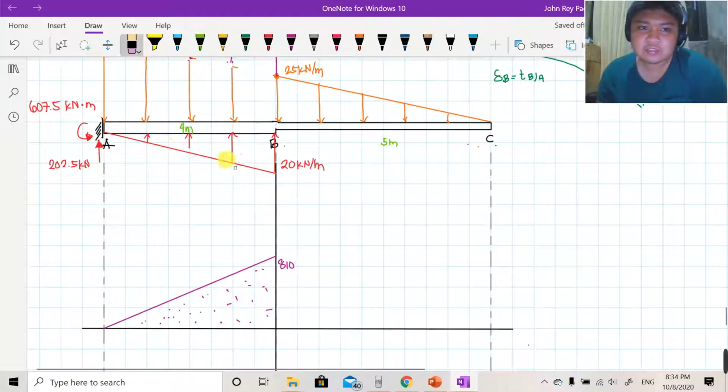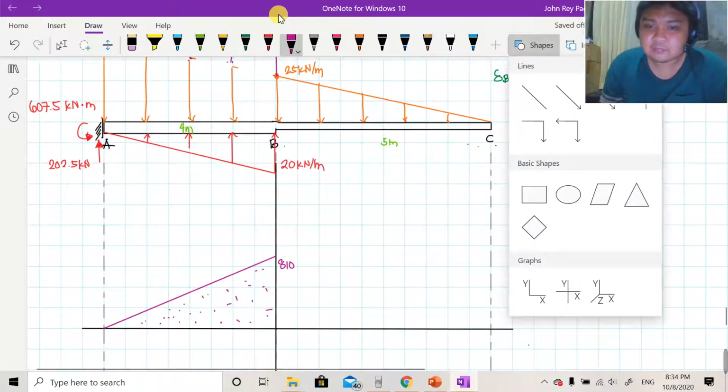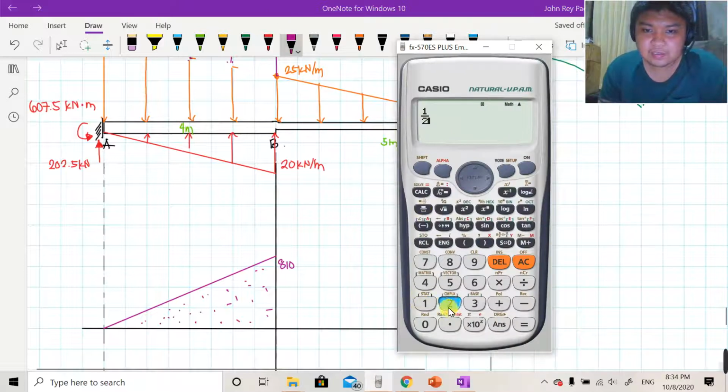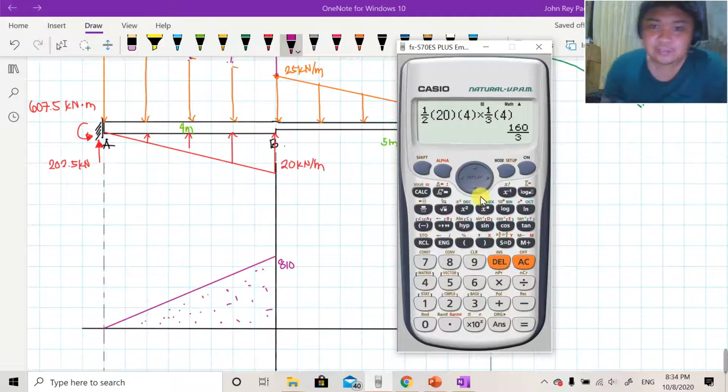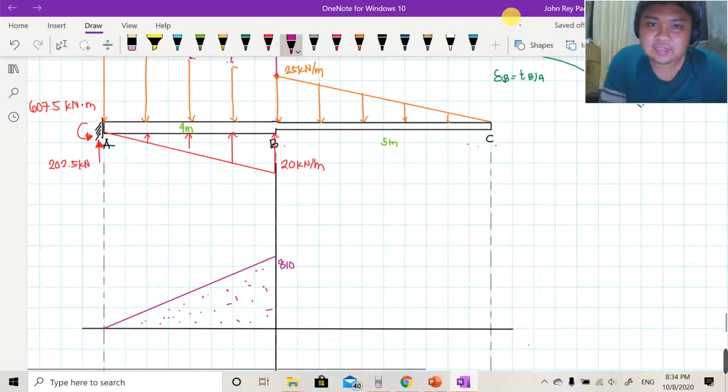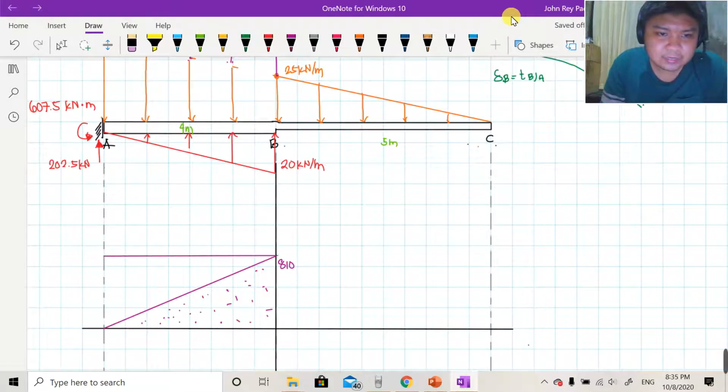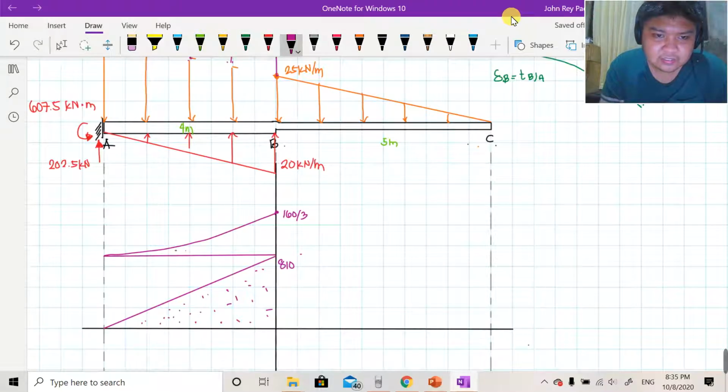At the same time, itong triangular load, class, dahil upward siya ngayon, magiging third degree, pero nasa taas siya, positive siya. So, pag kinompute natin, yung magiging moment niya, 1/2 ng 20 times 4. Tama ba? 1/2 ng 20 times 4, tapos multiplied natin ng 1/3 ng 4. So, its moment will be 160 over 3, class. Sige? I hope nagagets niyo na dapat nasa taas siya. So, drawing natin pag ganito siya. Okay. So, 160 over 3.